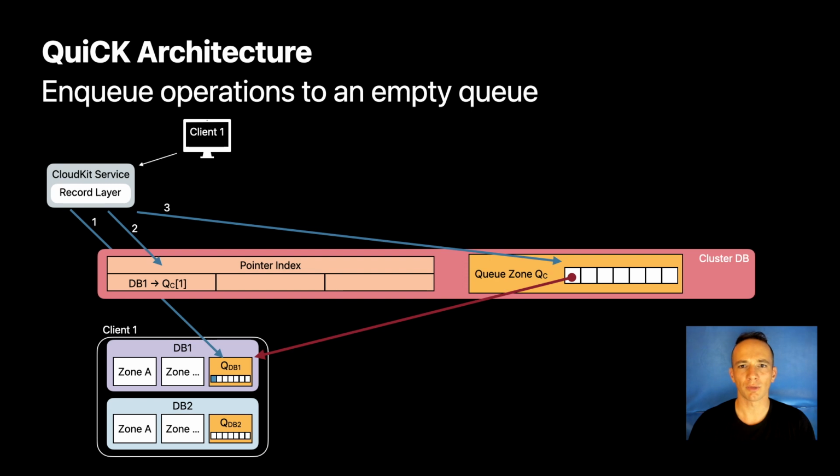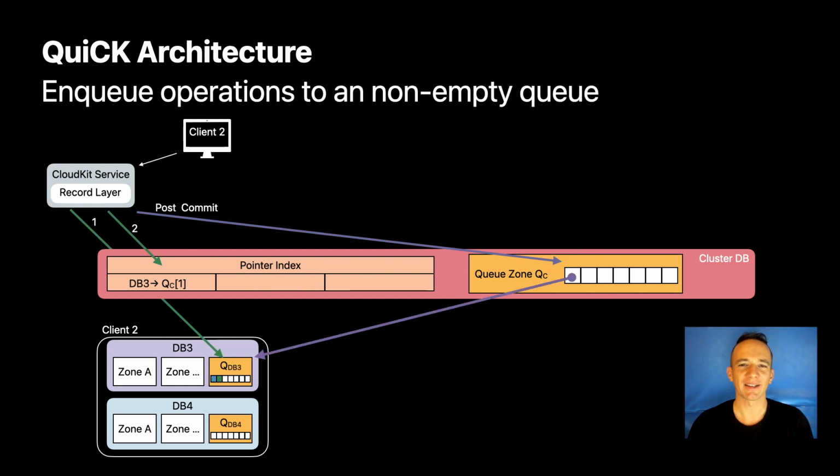To check whether it already exists, we use a secondary pointer index in cluster_db. This index is transactionally maintained in the Record Layer. In our case, the pointer is missing, so we have to create a new pointer. Finally, we enqueue a pointer to DB1 into QC. Note that all these operations happen in a single transaction.